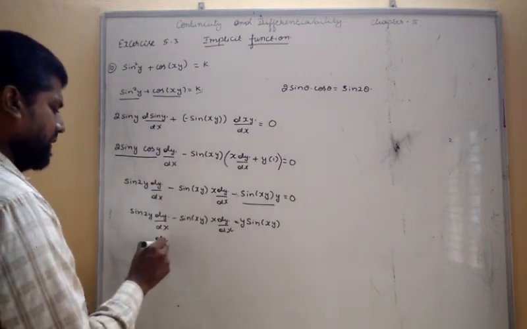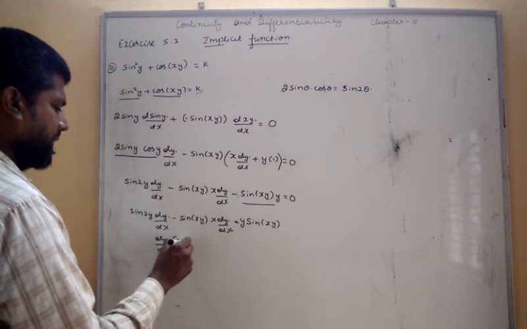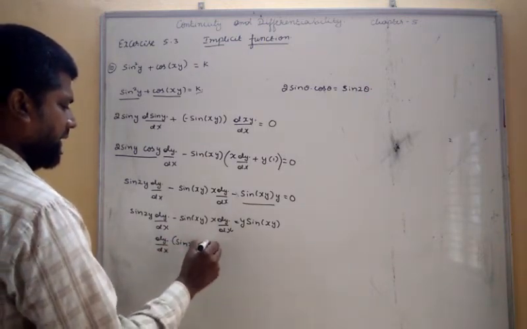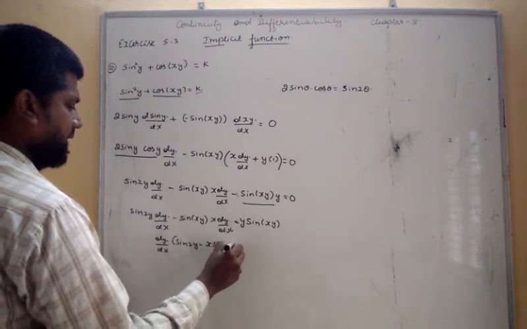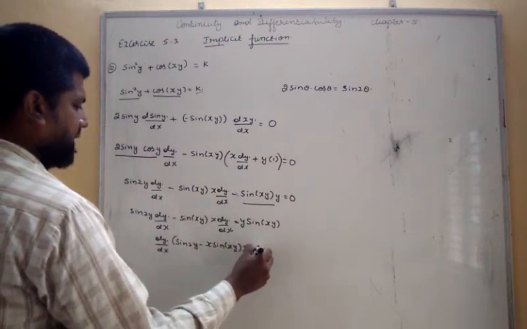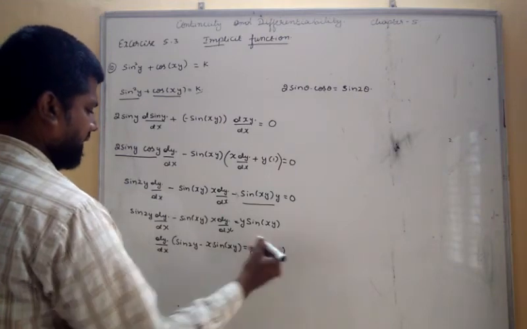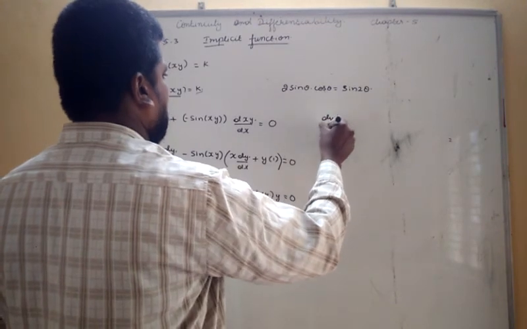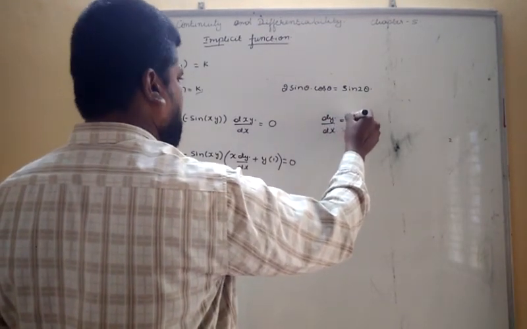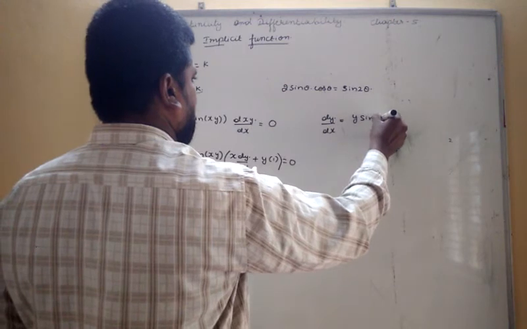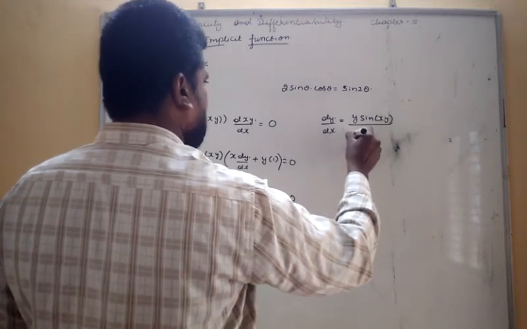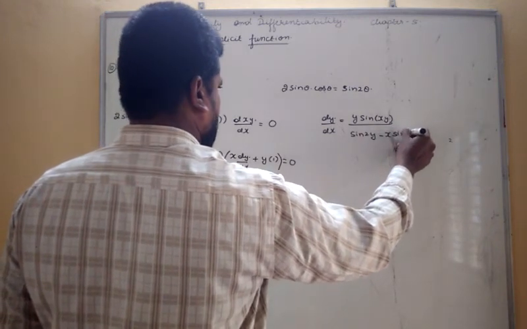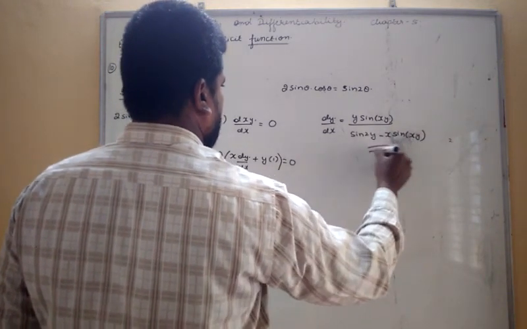Take common in this, dy by dx is common. If you take it common, sin 2y minus x sin of xy is equal to y sin of xy. So then dy by dx is equal to y sin of xy by sin 2y minus x sin of xy. So this is the answer.